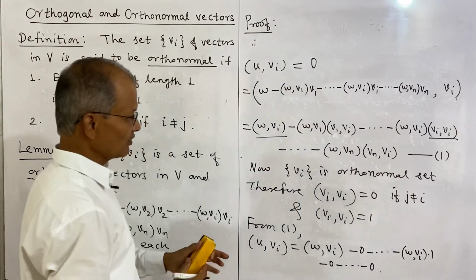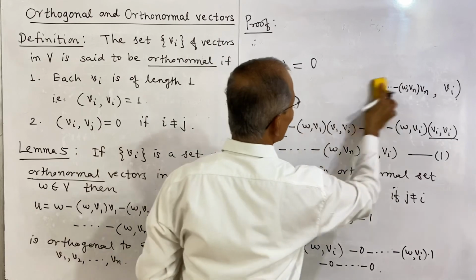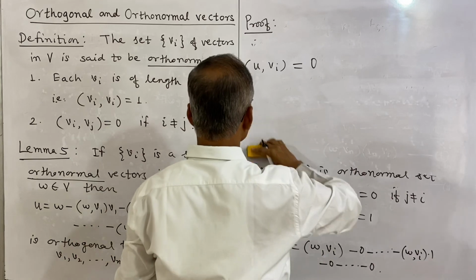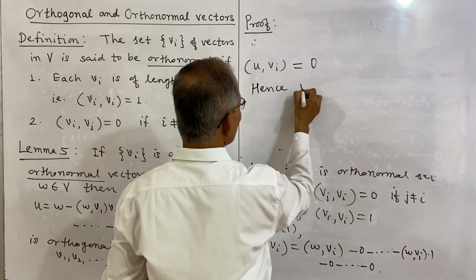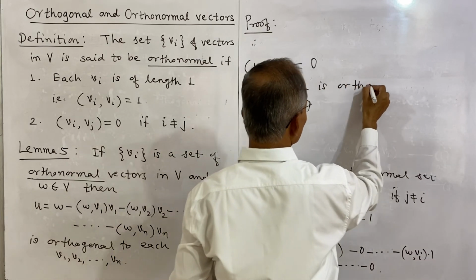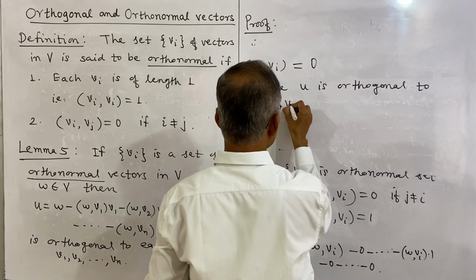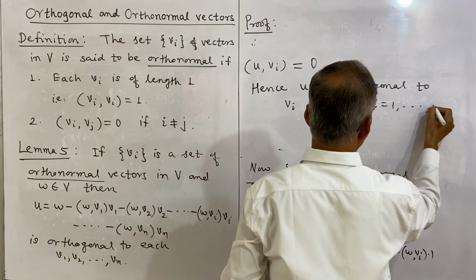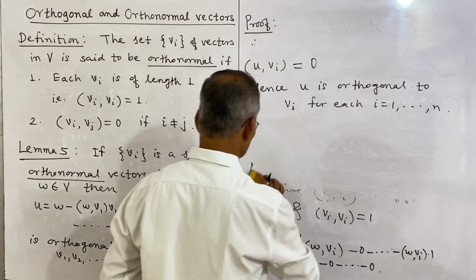The difference of these two is 0 using the orthonormality property. And if this is 0, what does this suggest? These two are orthogonal, hence u is orthogonal. So this happens for all i, hence u is orthogonal to vi for each i, and that means u is orthogonal to v1, v2, vn, and this completes the proof.